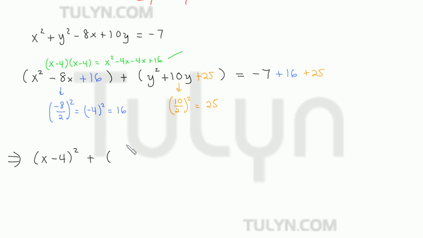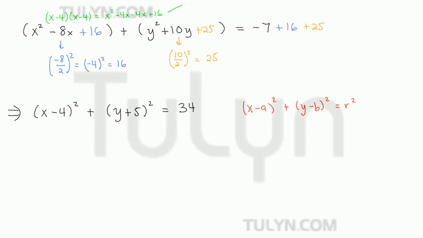And then for the y's, we get (y plus 5) times (y plus 5). That's what it factors into. So this is going to be (y plus 5) squared. And then on the right side of the equation, we are left with 34. So now our equation looks close. It almost looks like (x minus a) squared plus (y minus b) squared is equal to r squared. We just need to do a couple more things.